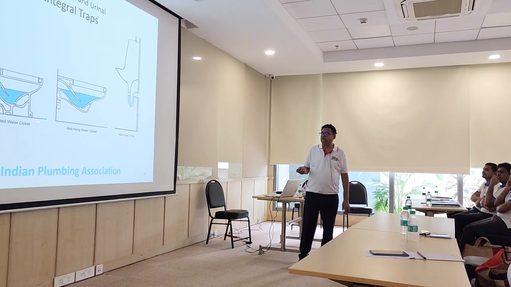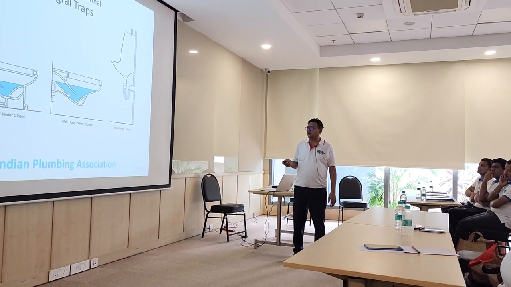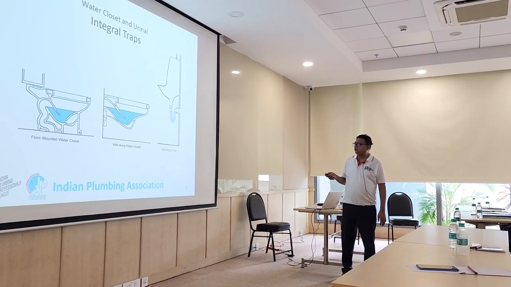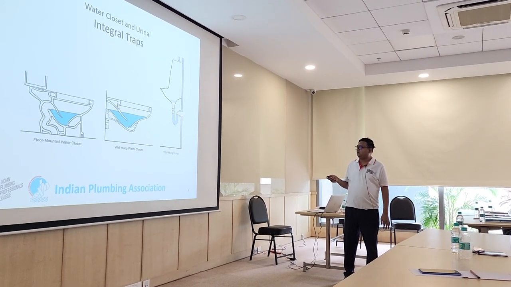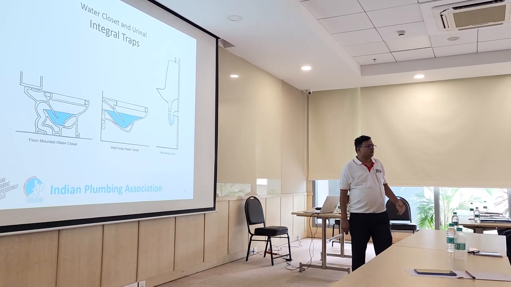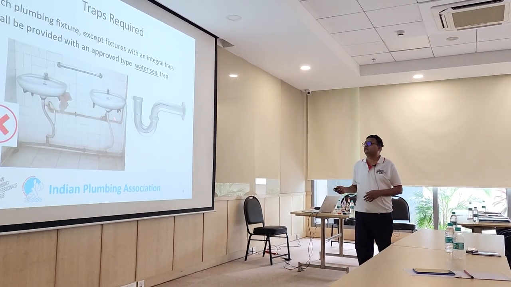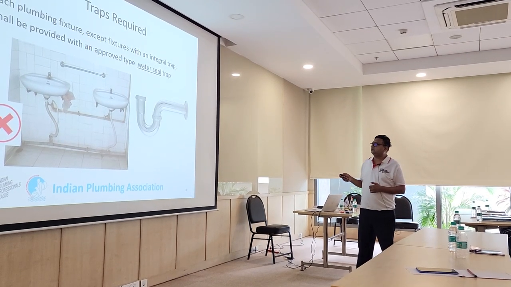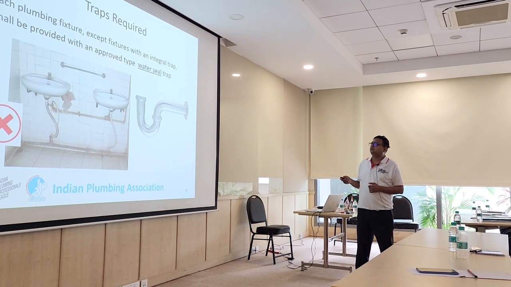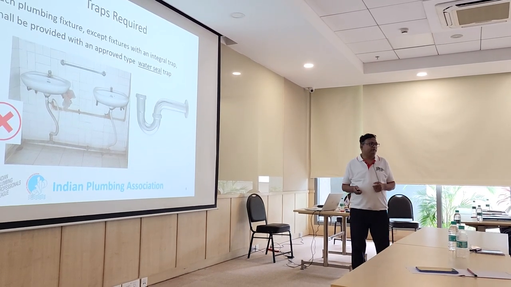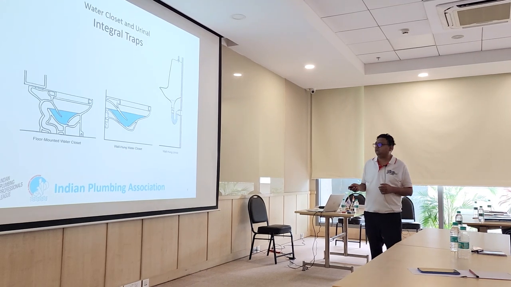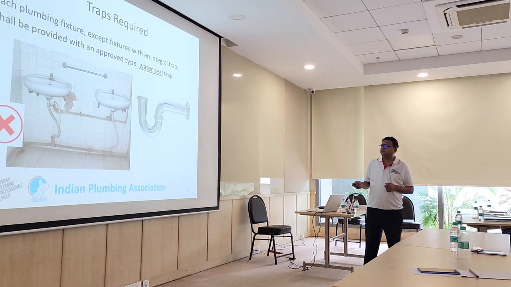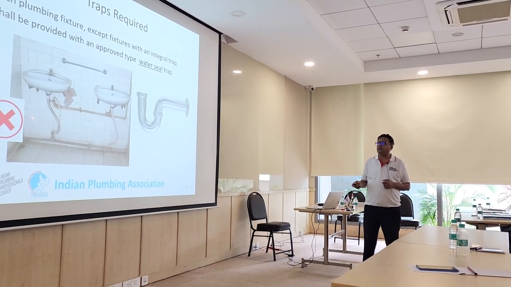Two types of WC, floor mounted and wall mounted. So side outlet and bottom outlet. This is a urinal. A urinal will have this type of trap arrangement and then the outlet. Okay. Traps required: each plumbing fixture, as said earlier, except fixtures with an integral trap, shall be provided with an approved trap or water seal trap. The earlier slide was about inbuilt traps. This is without an inbuilt trap, so you have to provide the trap.